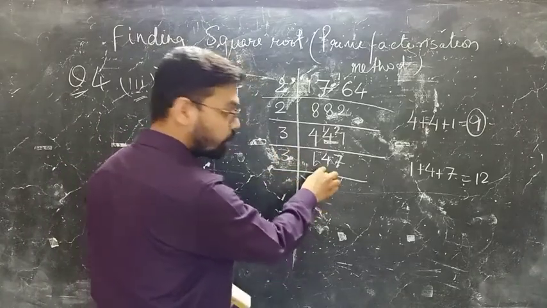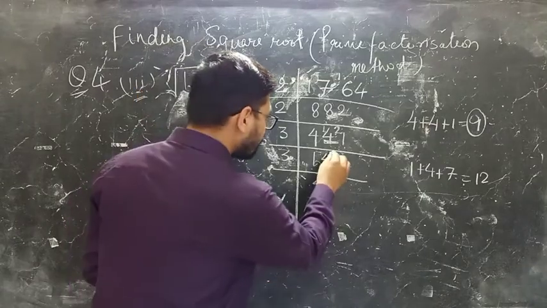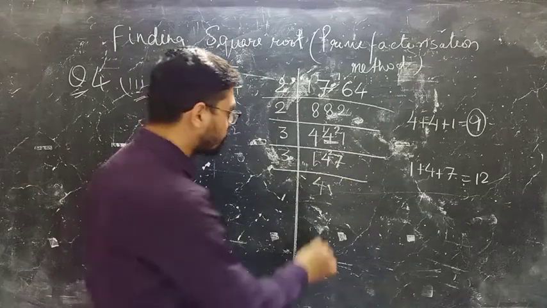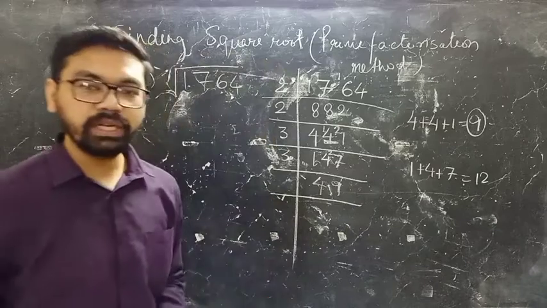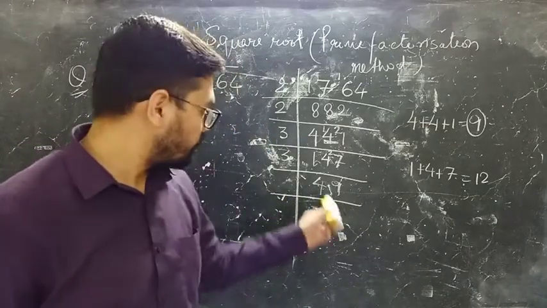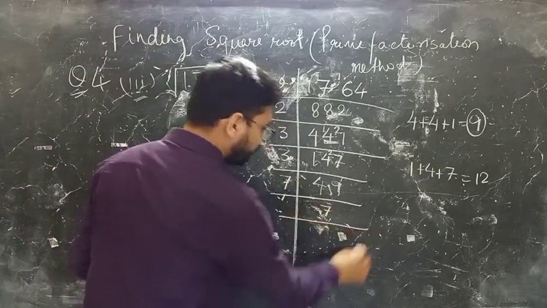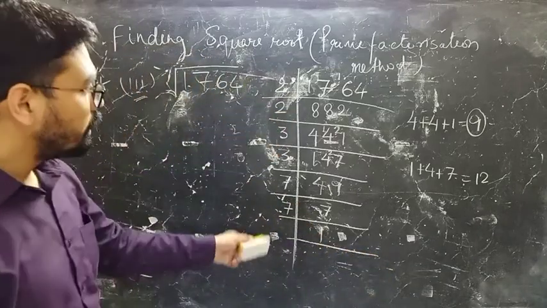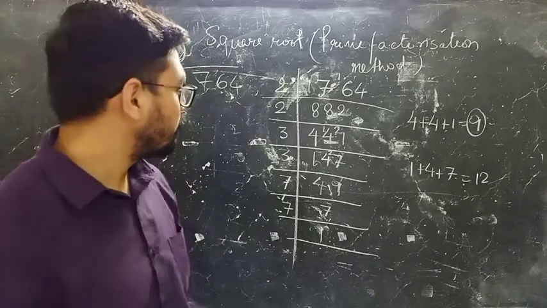3 4s are 12. 14 minus 12 gives you remainder 2, right? So write 2 here. 2 and 7, 27. So 3 9s are 27. Now you have number 49. As you all know that this is divisible by 7. So 7 7s are 49, 7 1s are 7. So in this way you have factorized 1764 using prime factorization method.